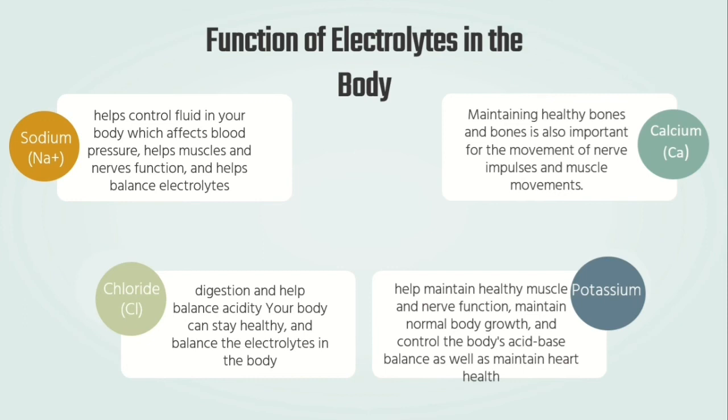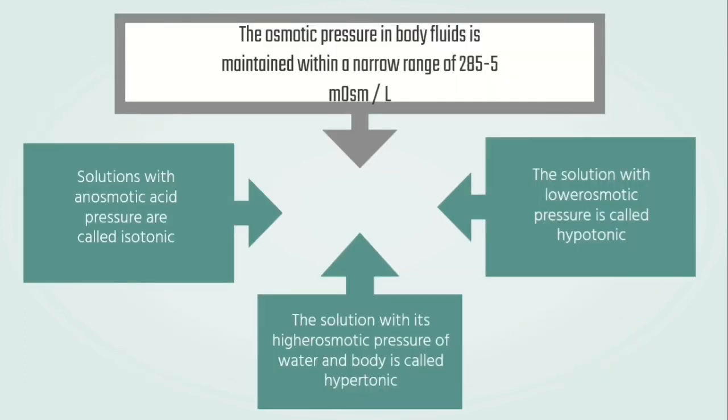Potassium helps maintain healthy muscles and nerve function, maintains normal body growth, and controls the body's acid-base balance as well as maintaining heart health. Osmotic pressure in body fluids is maintained within a narrow range of 285 to 295 mOsm/L. Solutions with the same osmotic pressure are called isotonic. A solution with lower osmotic pressure is called hypotonic. A solution with higher osmotic pressure than body fluids is called hypertonic.